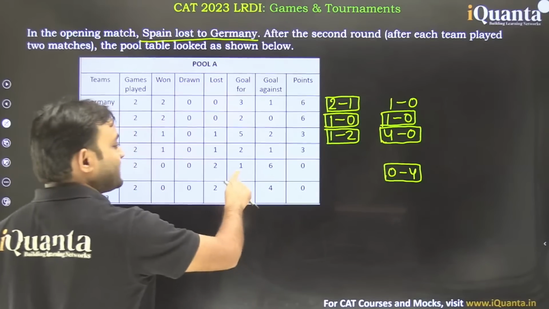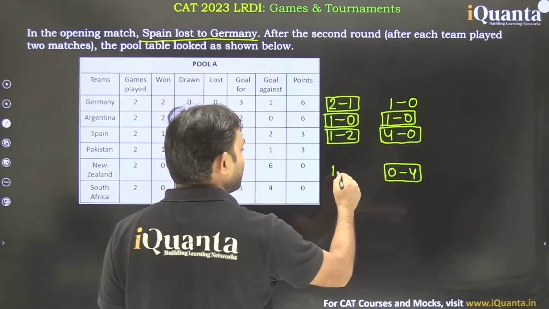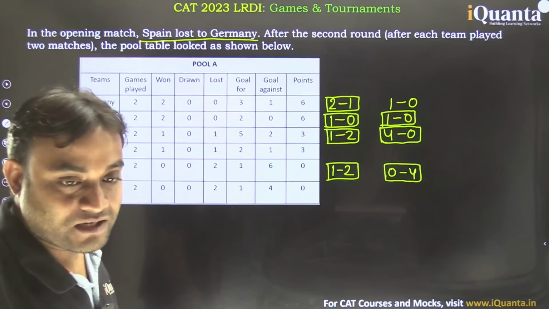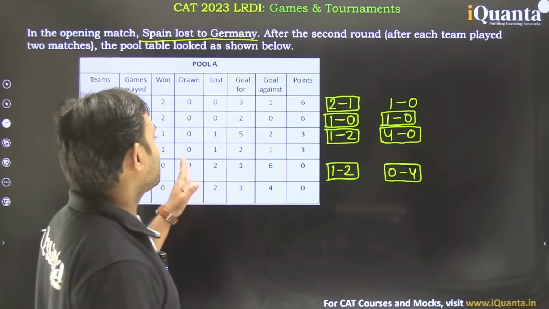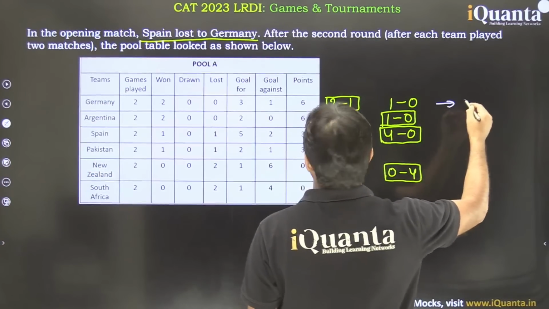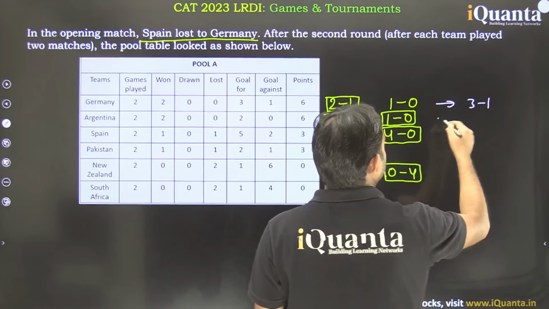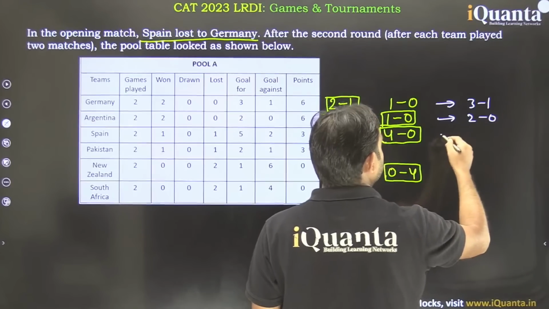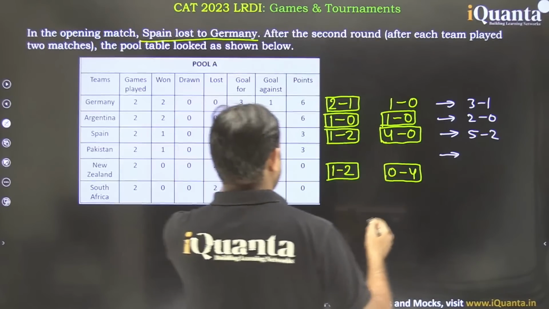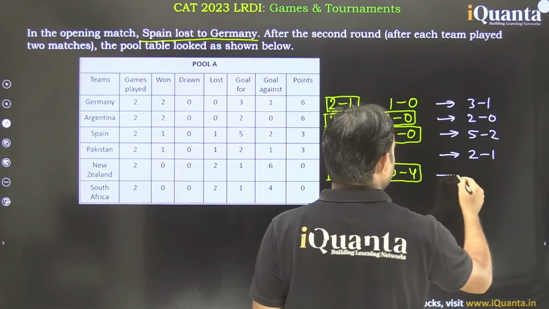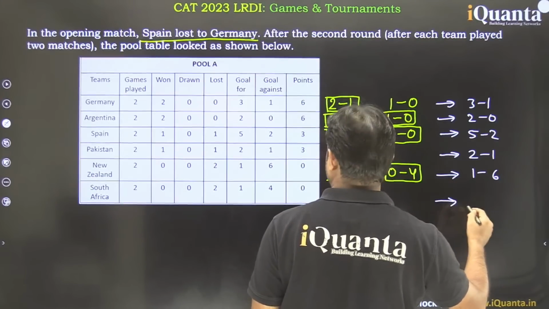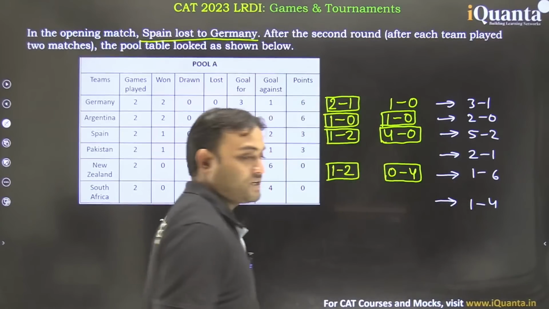New Zealand lost one match by 0-4 and lost another match by 1-2. Okay. Total goals. This is 5-2, right? The sum should be 5-2. This should be 3-1. This should be 2-0. If you add all this, this should be 5-2. This sum should be 2-1. The sum of these two should be 1-6 and the sum of these two should be 1-4, right?